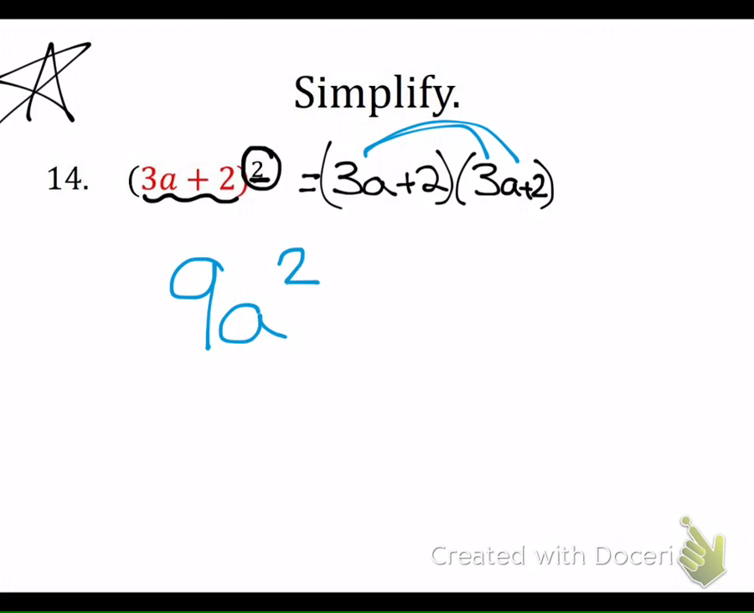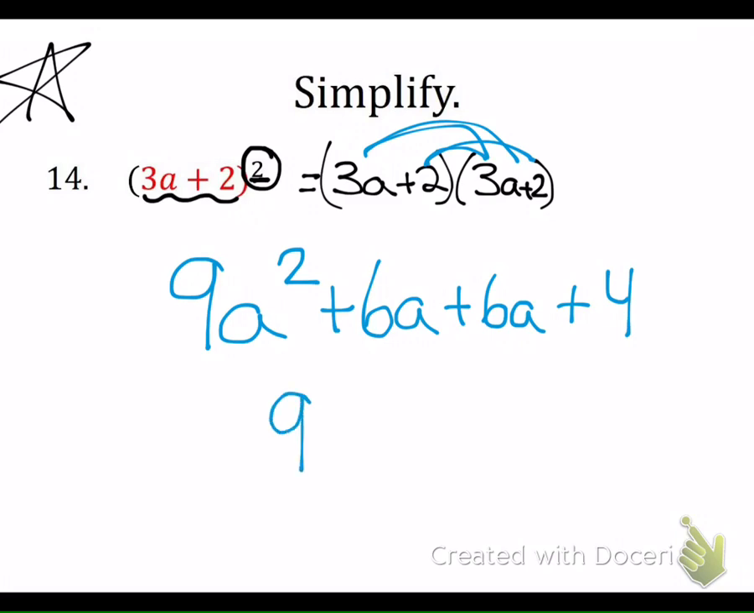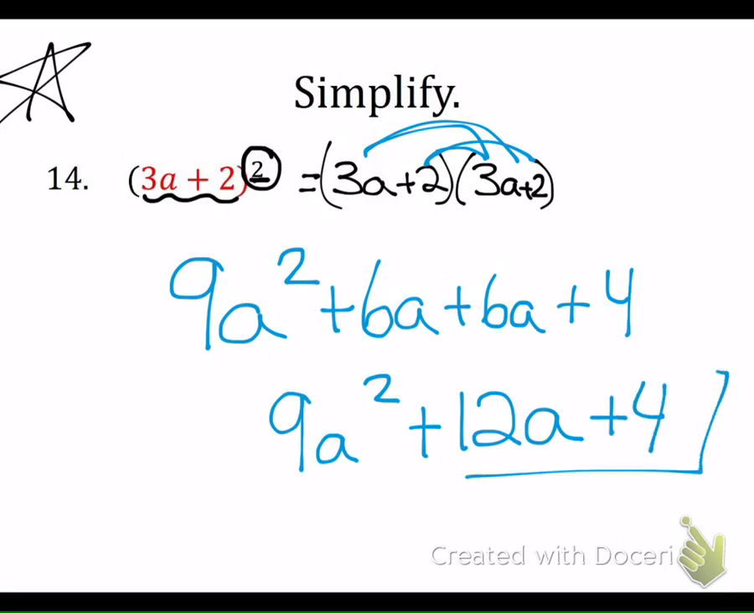9a squared. 3a times 2 is? 6a. Now we go in the middle. 2 times 3a is 6a. 2 times 2 is 4. This is 9a squared plus 12a plus 4.